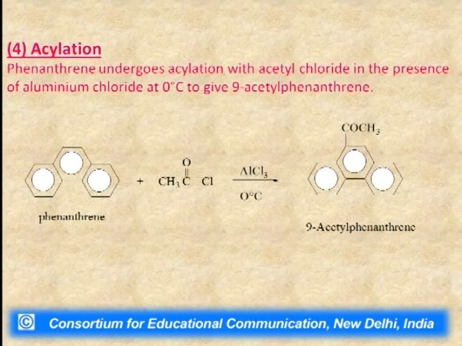Phenanthrene can further undergo Friedel-Crafts acylation on reaction with acetyl chloride. Phenanthrene, this is the acetyl chloride, in the presence of aluminium chloride at 0 degrees centigrade will give us a 9-acetyl phenanthrene hydrocarbon. Here also the substitution of the acetyl group takes place at the carbon number 9.